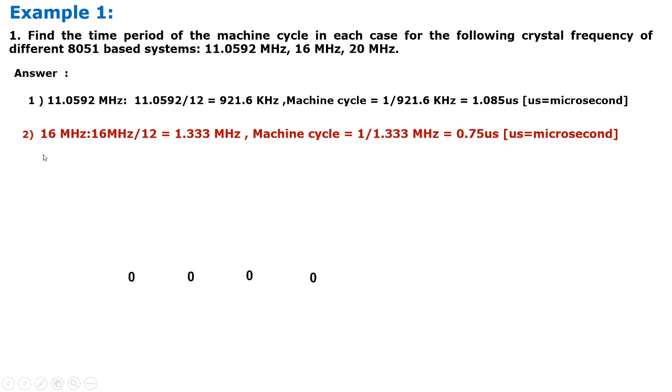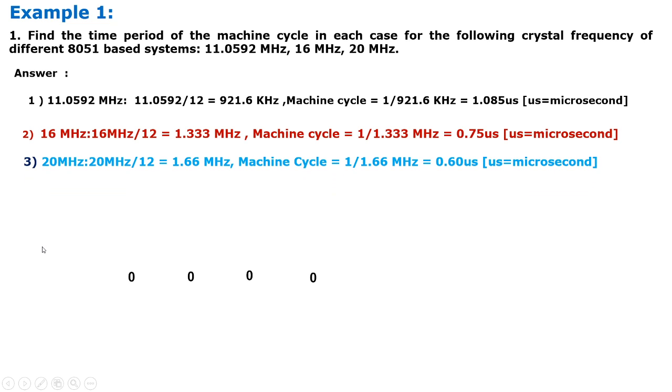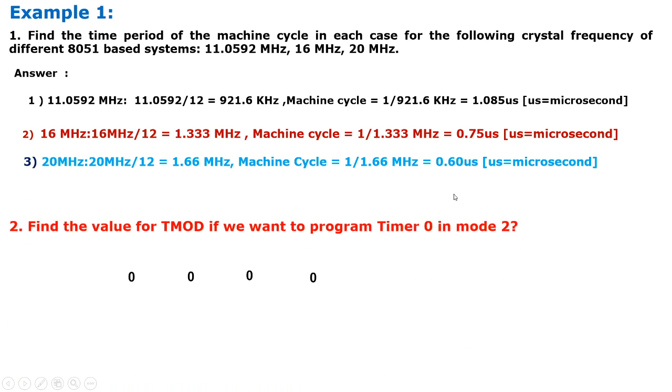If we take the next crystal with a frequency of 16 MHz, 16 MHz divided by 12 is 1.33 MHz. So the machine cycle will be 1 over 1.33 MHz, so 0.75 microsecond for the 16 MHz crystal. If the crystal is 20 MHz, 20 divided by 12 is 1.66 MHz, so the machine cycle will be 1 over 1.66 MHz, and that is 0.60 microsecond.